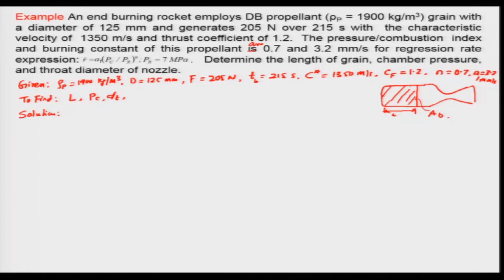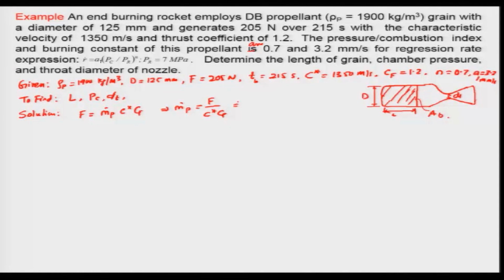And for that, L is given, diameter is given, this is the diameter of the propellant, D is given, and this is your dt, the diameter of the throat. And we know that force F is equal to m dot p C star CF. In this case F is given, so we can find out m dot p is equal to F by C star CF.